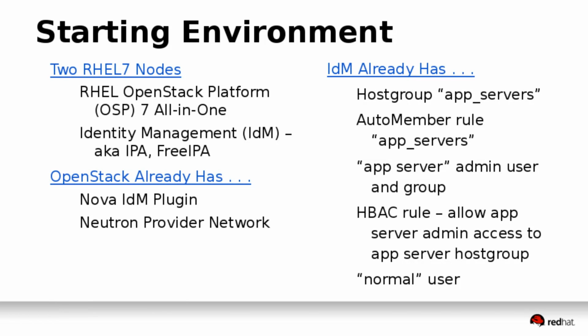The identity management machine already has a host group called app servers, an auto member rule called app servers, an app server admin user and group, an HBAC rule to allow the admin server admin access to the app server host group, and a normal user.